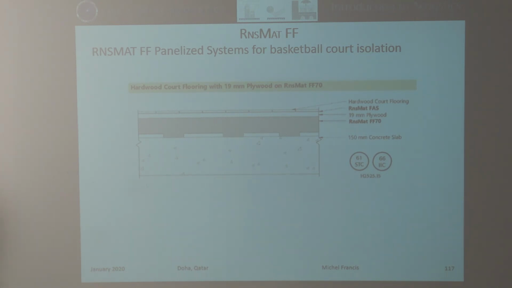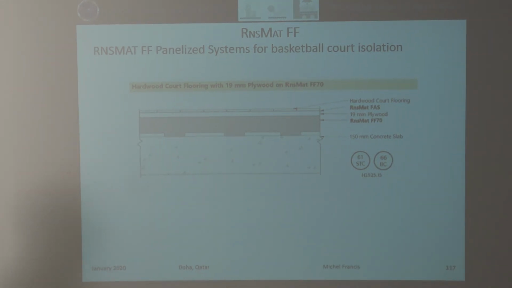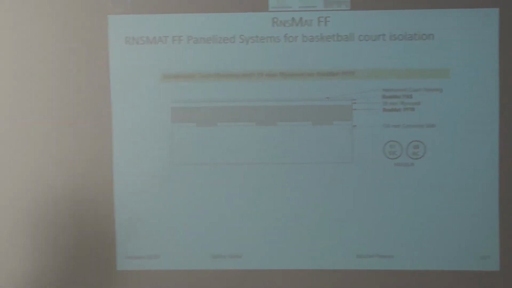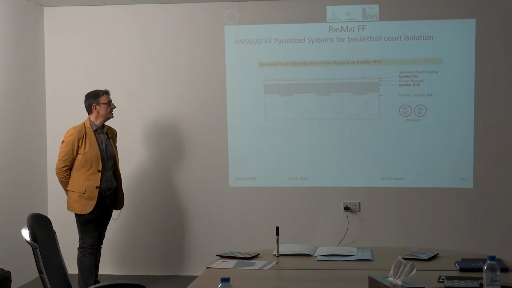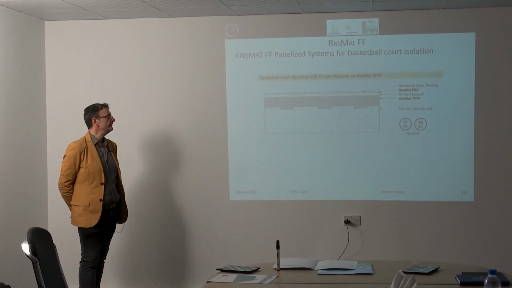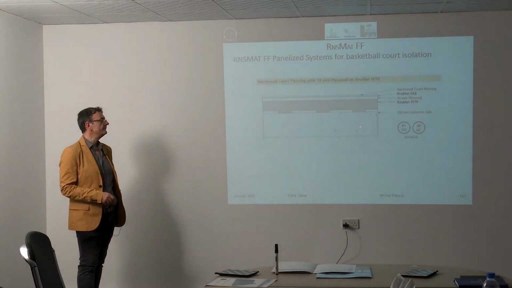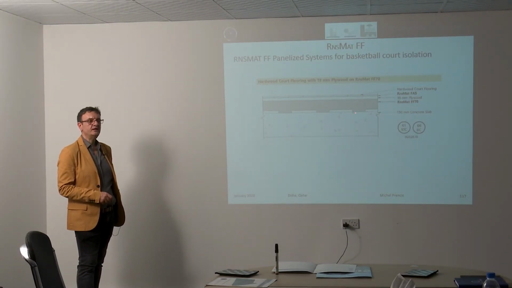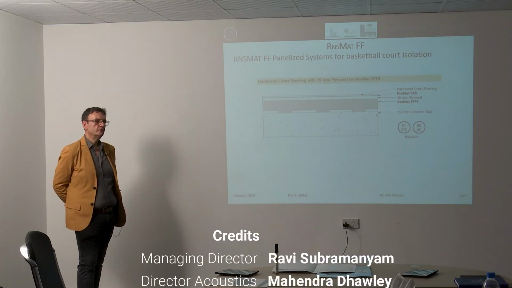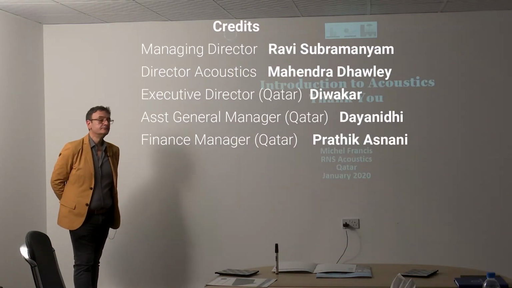You have a court, basketball court, volleyball court, whatever, and then you have the RNS FAS, which I think is the glue or adhesive, and under that plywood, and then the RNS mat FF70. That's giving an STC of 61 and an IIC of 66. Remember, that's for a slab of 15 centimeters or 150 mm only. If you have 240 mm, that's going to be different, higher. Okay, that's it. Any questions?